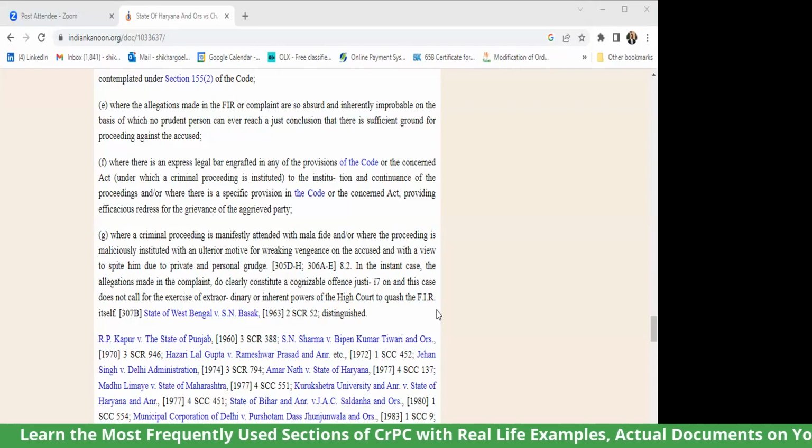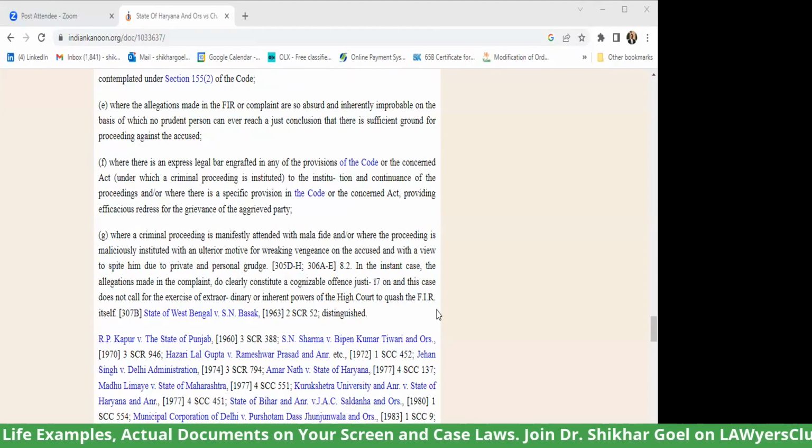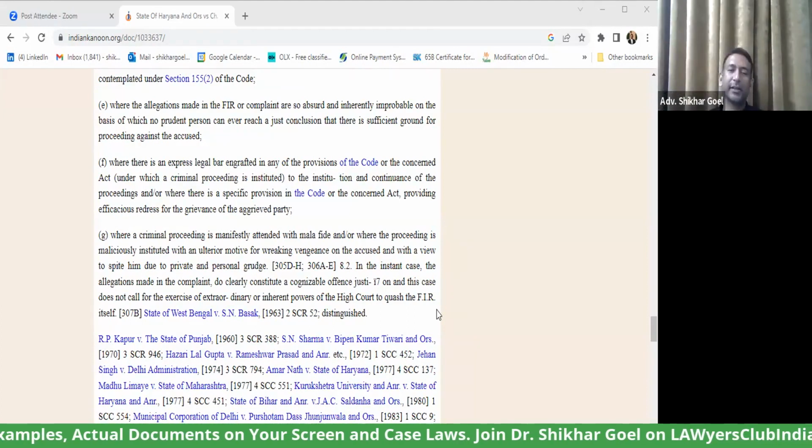आगे बढ़िए. F, where there is an express legal bar engrafted in any provision of the code or concerned act under which a criminal proceeding is instituted, to the institution and continuance of the proceedings, and or where there is a specific provision in the code or the concerned act providing an efficacious redress for the grievance of the aggrieved party.